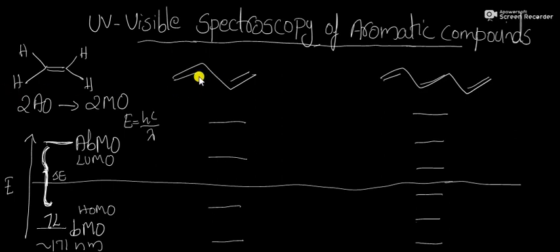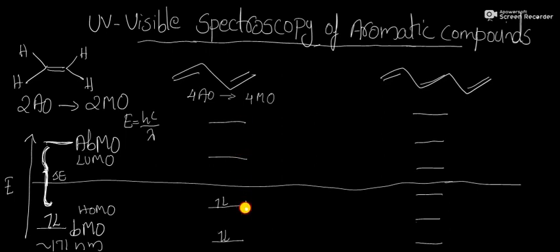Consider another molecule, buta-1,3-diene. It has four unhybridized p orbitals, that is, four atomic orbitals combine together to form four pi molecular orbitals. And this is the energy diagram. Here the four pi electrons are filled in the two bonding molecular orbitals, and the other two are anti-bonding molecular orbitals.